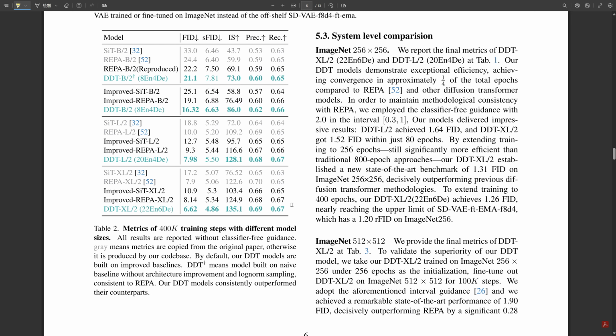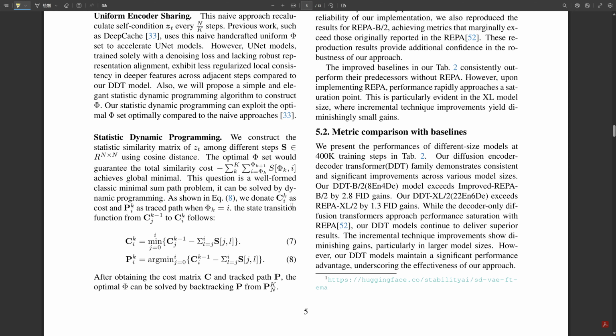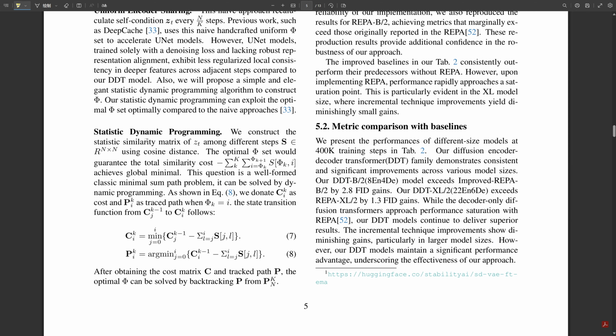You get significant speedups with very little hit to image quality. That's really clever, leveraging the model's own internal state to optimize its performance. Okay, so faster training, faster inference. What about the architecture itself, the balance between that encoder and decoder? Did they look into that?